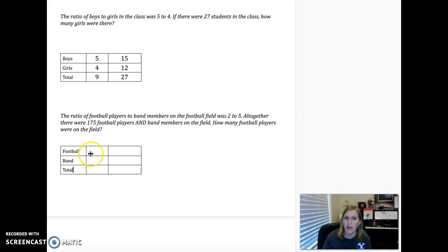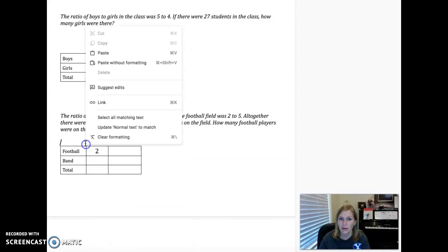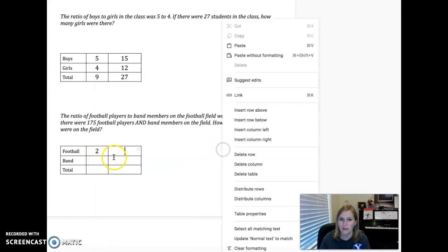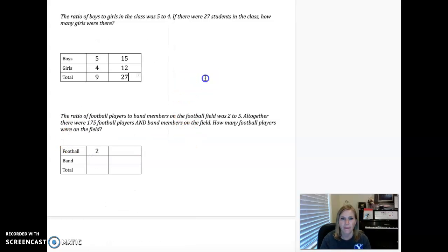So let's go through, and it says football players to band members on the football field was 2 to 5. So football was 2 and band was 5. Okay, so football players to band members was 2 to 5.